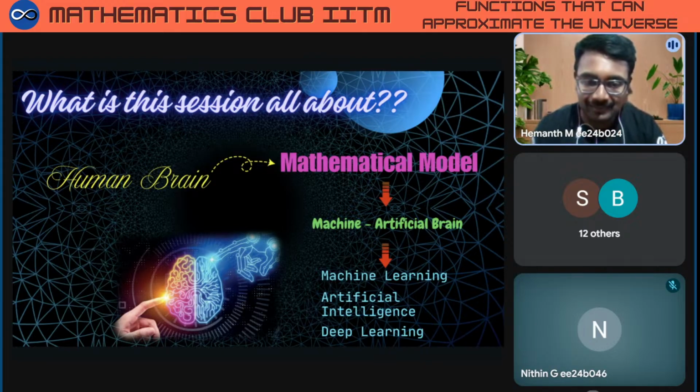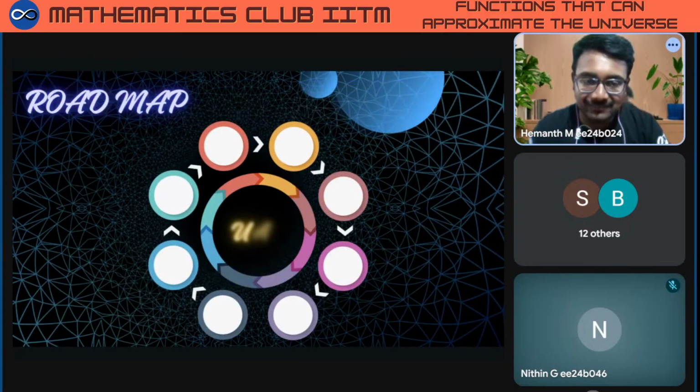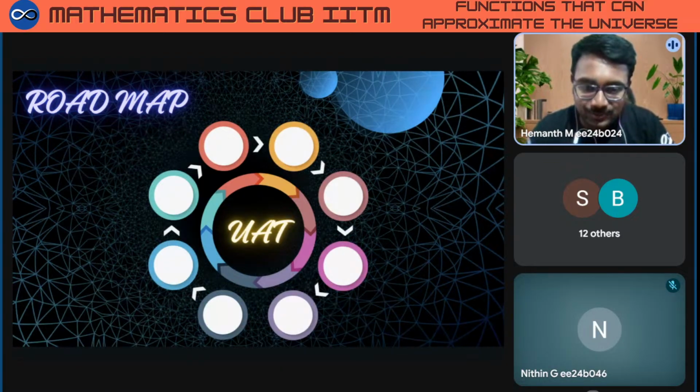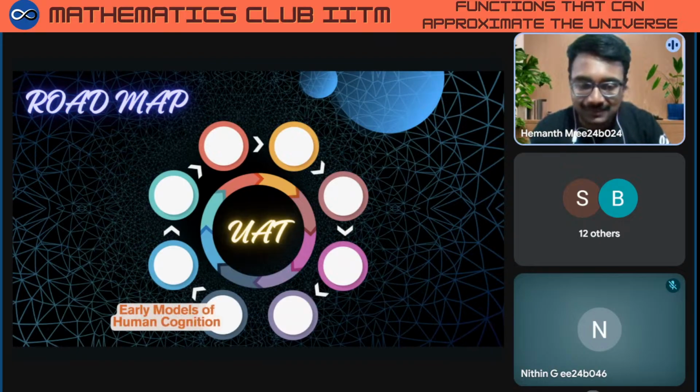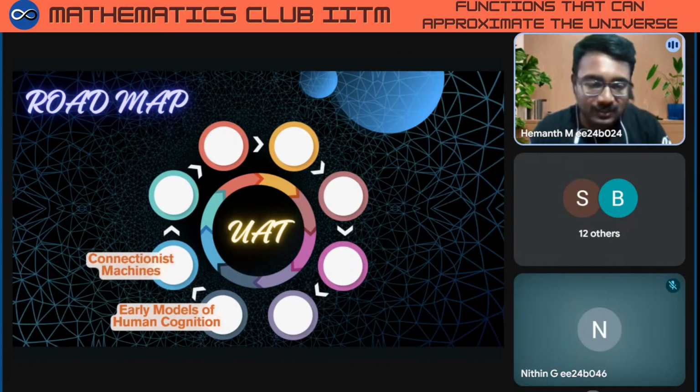This is a high level overview of this session. So let's first start off by discussing the roadmap. First I'll show you what all topics, how this session is structured. Firstly, we'll go over some early models of human cognition, meaning how people tried to answer such questions about the human brain long ago. Then we'll move on to connectionist machines. Here we'll discuss how interconnected neurons can build different complex systems.